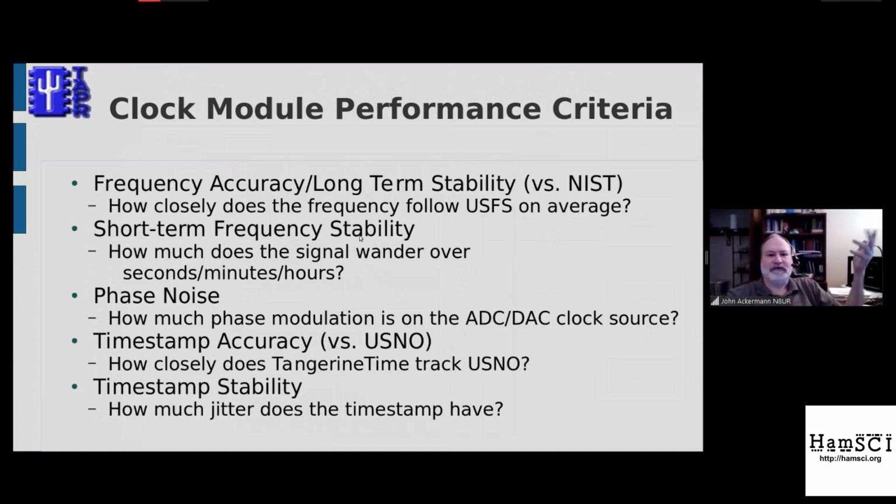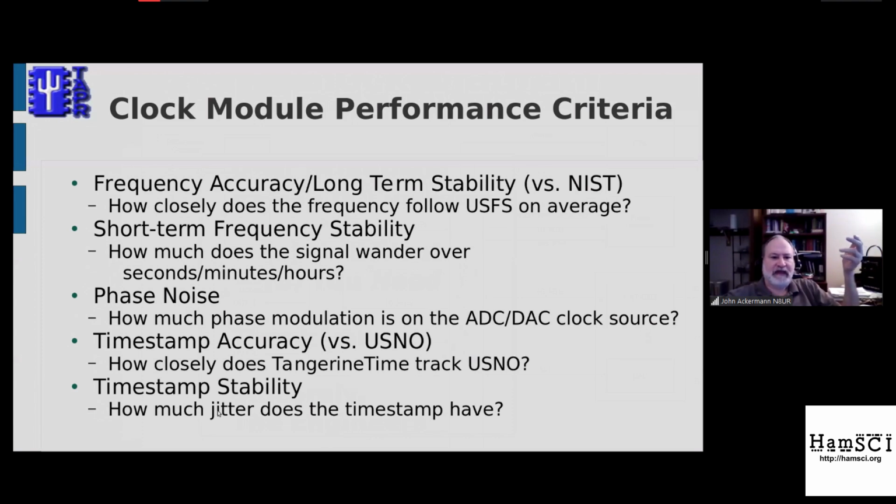And there are really 5 of them in the clock module, and I'll talk about these in more detail in the next slides. But first is the absolute frequency accuracy and the long-term stability. In other words, how close is the frequency to the cesium clocks in Boulder, Colorado? And how much do we know that we are on the same frequency as everybody else? The second is short-term stability, which is how much the signal wanders around. The third is phase noise, which is how much phase modulation is on the ADC, DAC clock source, because that modulation is in effect pollution, and it will cause a muddiness of the timing edges from the samples that we receive and reduce our ability to precisely measure them.